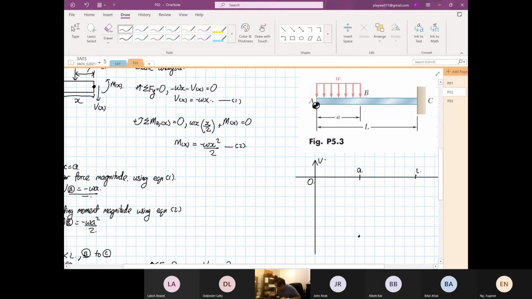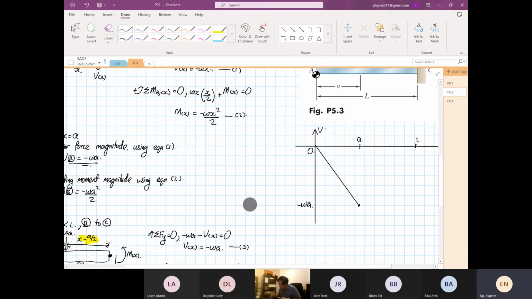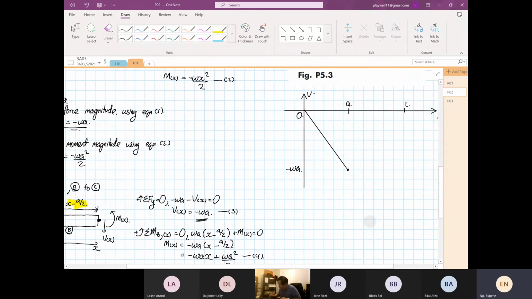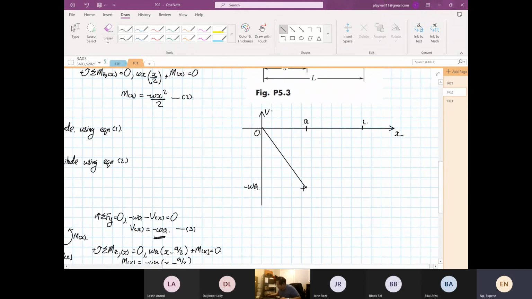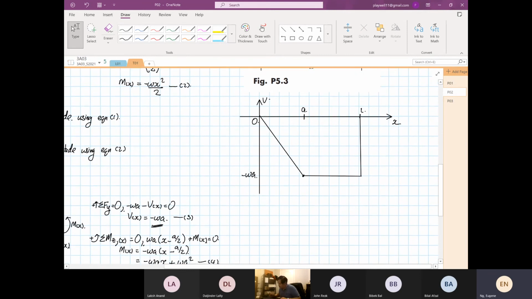Right? This is your minus omega A. If you look at the function, it's linear. The y-intercept is 0, so this is your 0 to A. And then A to L is a constant minus omega A. So minus omega A is just a straight line. And then the reaction at point C will be upwards, and it's going to push it back this way. Right. So this is your shear force diagram.